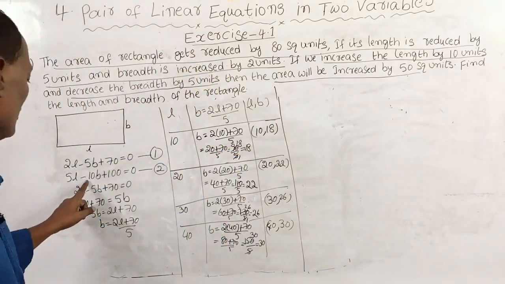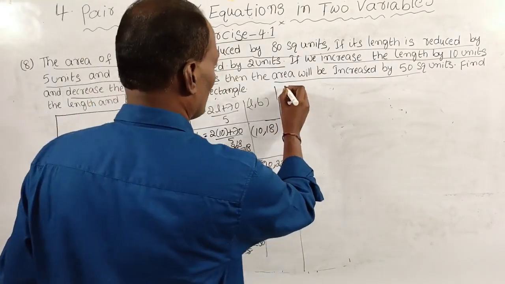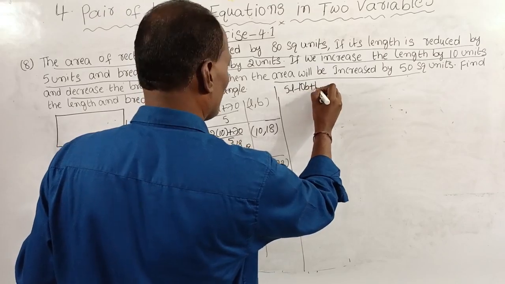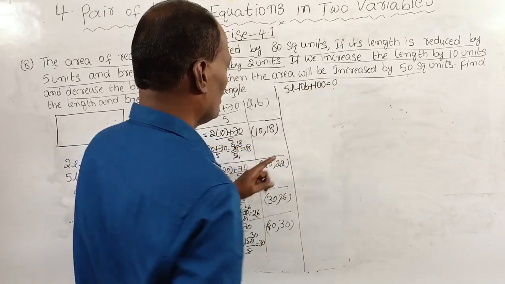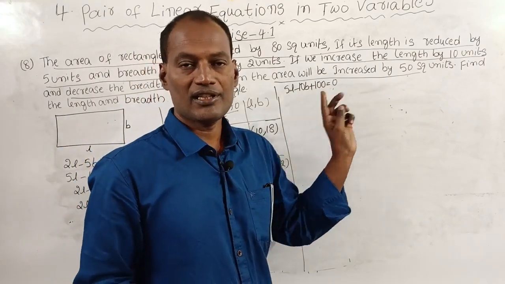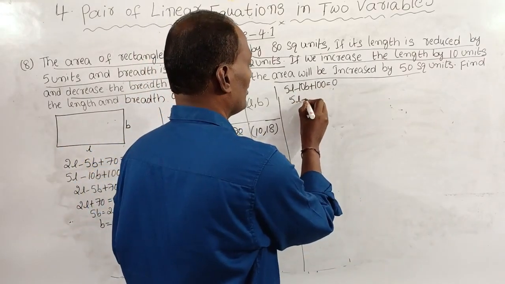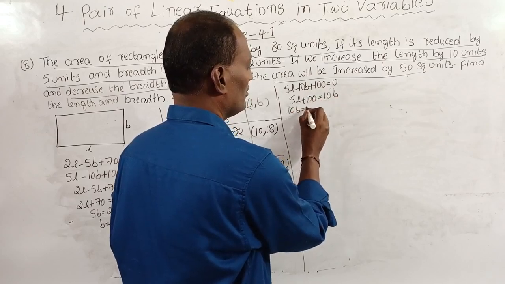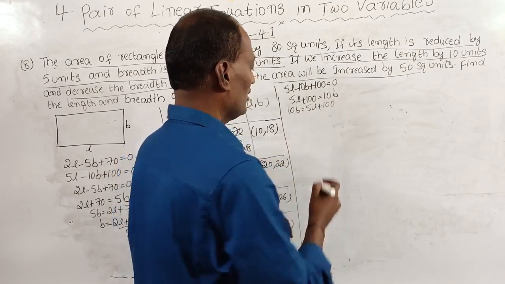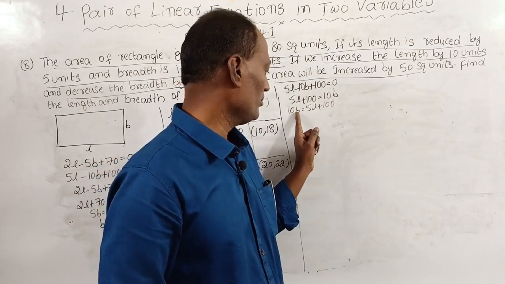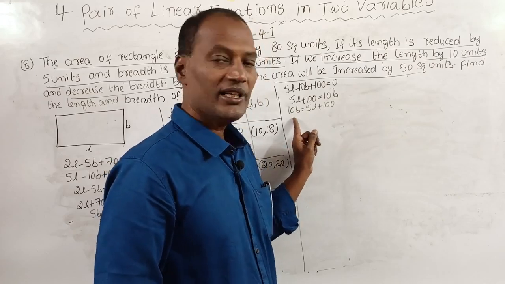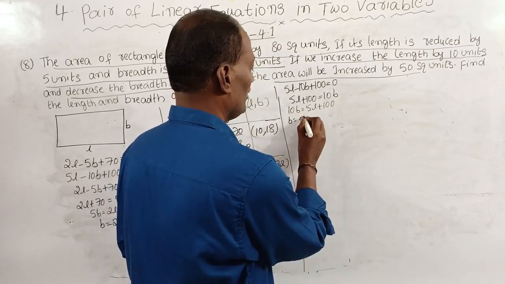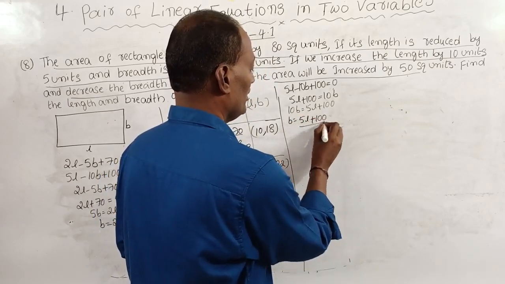What is the second equation? 5L minus 10B plus 100 equal to 0. Move the minus 10B to that side and keep the remaining: 10B equal to 5L plus 100. Now bring the 10 to this side. Here it is multiplying, when it comes to this side it will be divided. B equal to 5L plus 100 by 10.